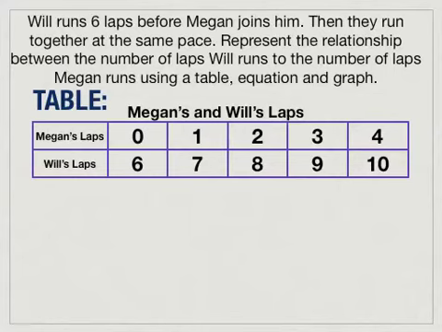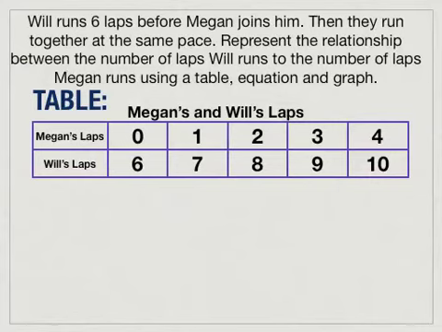Using this table, first of all, take a moment to notice how the values are increasing or decreasing. You notice that Megan's laps are increasing by 1 each time, and Will's laps are also increasing by 1 each time. The difference between them is that Megan's laps have started at 1, and Will's laps are starting at 6 when Megan's laps were 0.